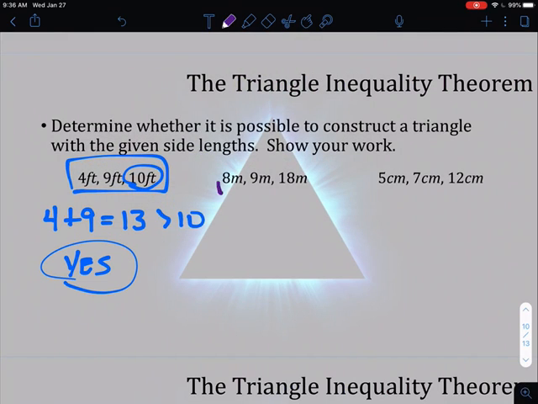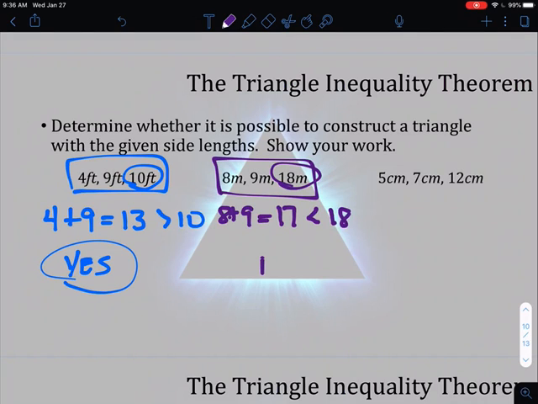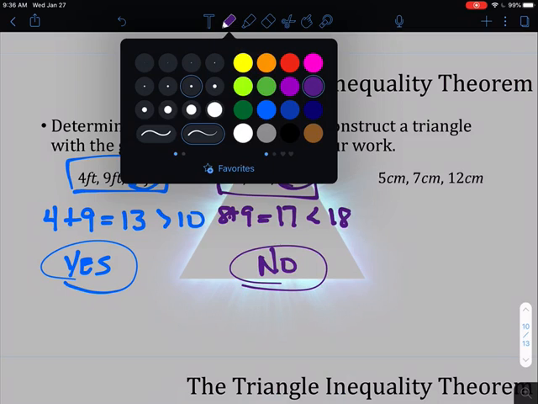When we look at the second example, here in purple, the biggest side is 18, so we want to keep that in mind. I'm going to take the 2 smallest sides, 8 plus 9, and when I add those together, I get 17. Now 17 is smaller than 18. And so those 2 sides, 8 and 9, can't come together and meet, which means there is not a triangle here. This is a no. Those 2 smalls have to add up to more than the big.